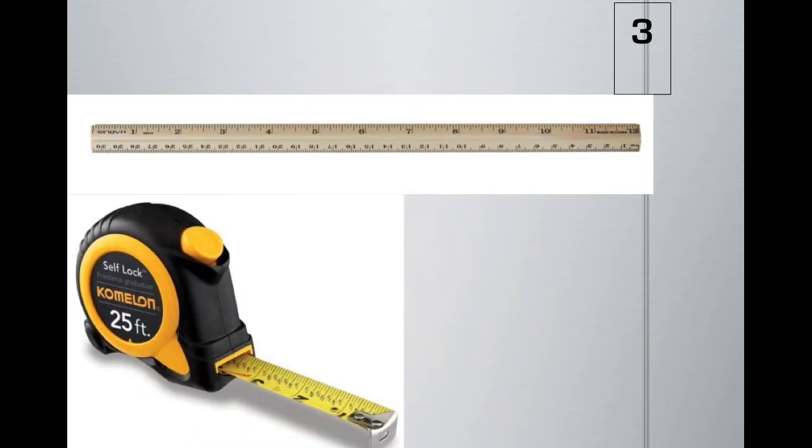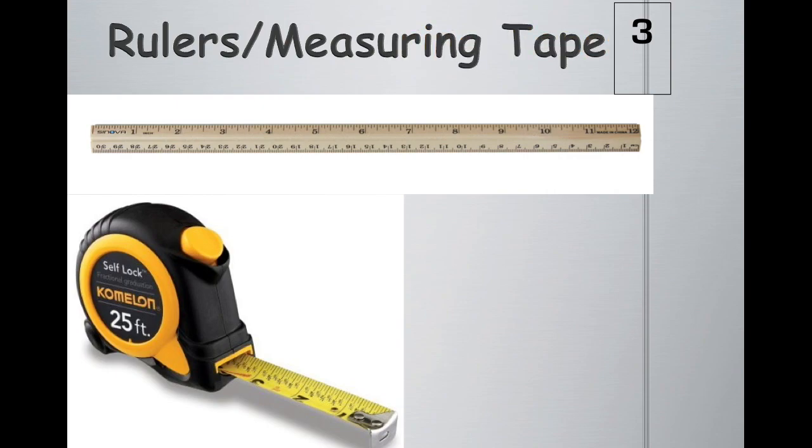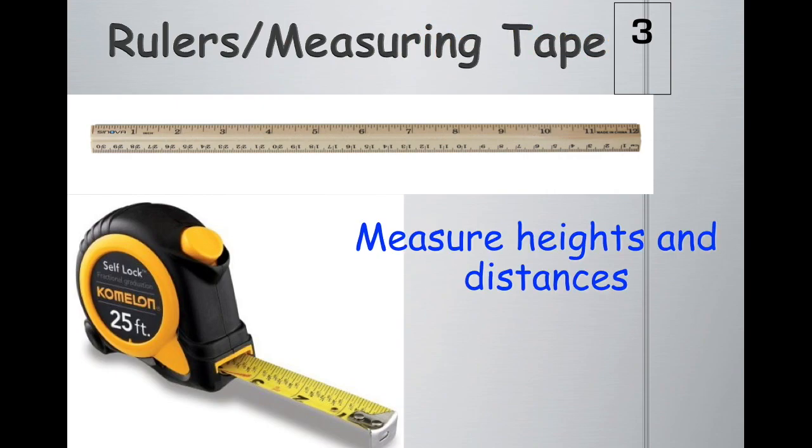The third item that is probably very familiar to you that you have used in your other classes are measuring devices for length or height. And these are rulers or measuring tape. Okay, so it's to measure heights and distances.